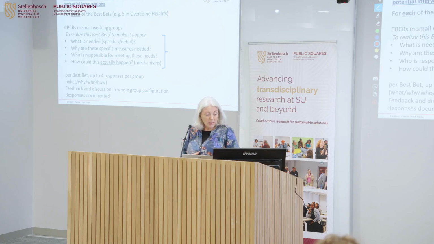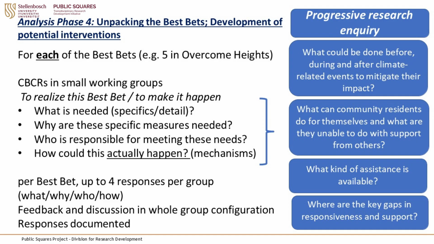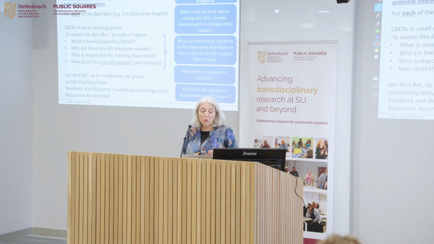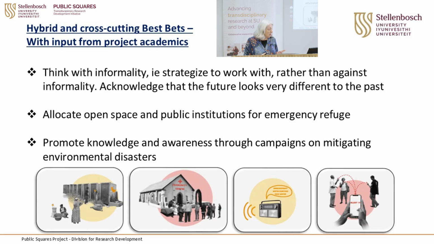What are the mechanisms that need to be put in place? So this really was enabled by a progressive research inquiry, and we were looking very much at what could be done before, during, and after these climate-related events. We were looking at what community residents can do for themselves, and what they are unable to do that requires support from others. What kind of assistance is available to them already that needs to be amplified and expanded and ramped up, and where are the key gaps in responsiveness and support?